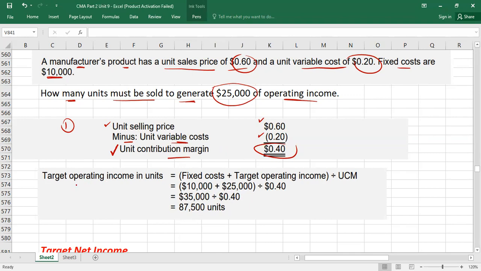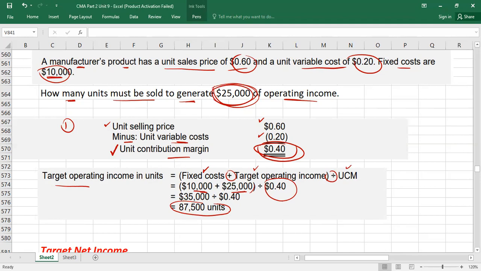Now we apply the formula for the target operating income in units. The formula is fixed cost plus target operating income, divided by the unit contribution margin. As you can see in the question, fixed cost is given as 10,000. We add 25,000, which is the target operating income, and divide by the unit contribution margin we calculated. If you apply this formula, you get 87,500 units. It means if you sell 87,500 units, that can leave a profit of $25,000 for you.